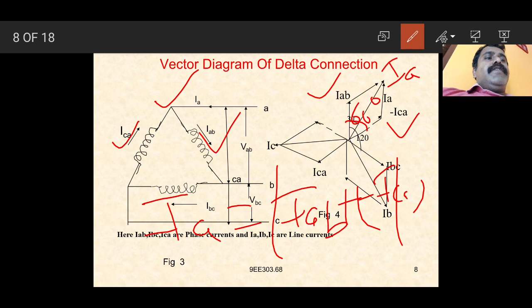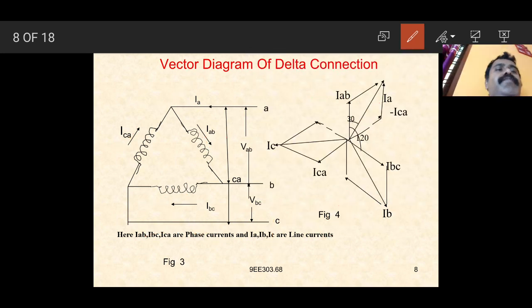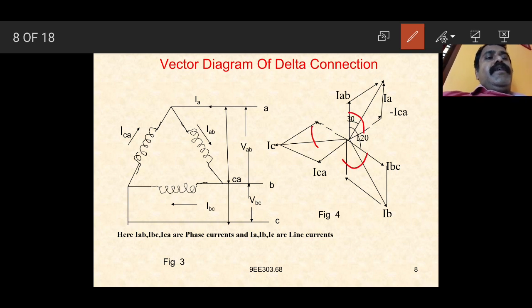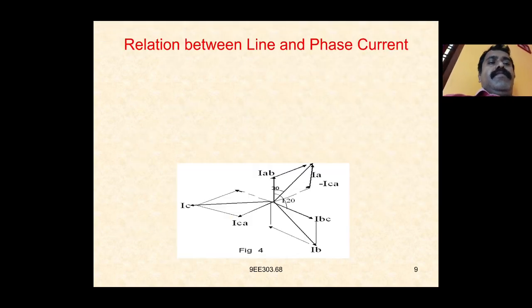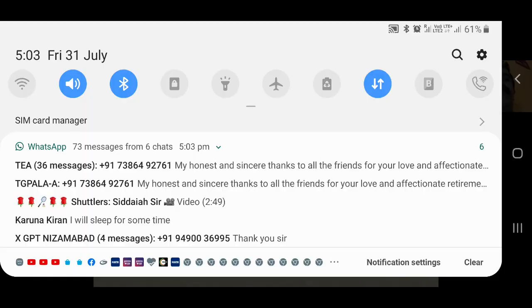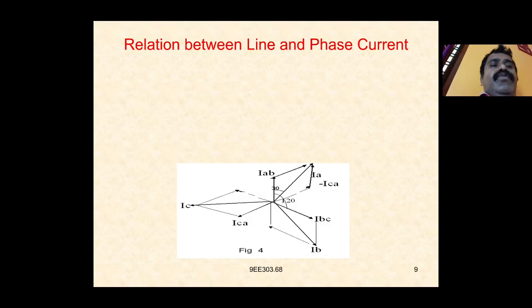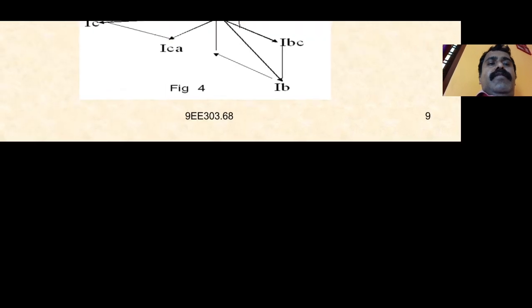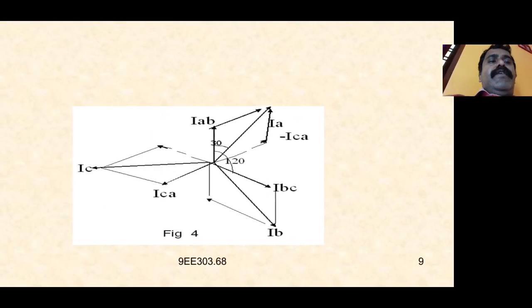Which we can express as IA is equal to under root of IAB square plus ICA square plus 2 IAB ICA cos 60 degrees. 60 degrees means this value is 60 degrees here. So this is the phasor diagram for IAB, minus ICA, IBC, ICA and IBC.